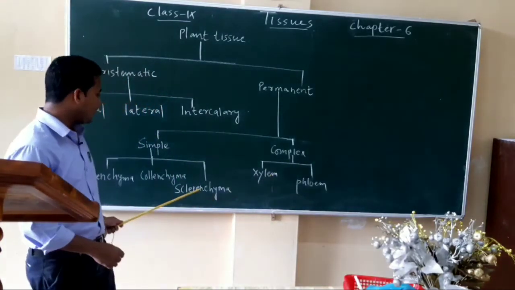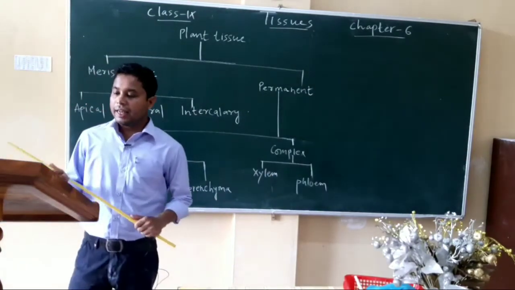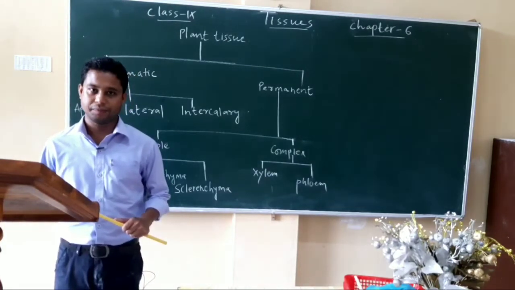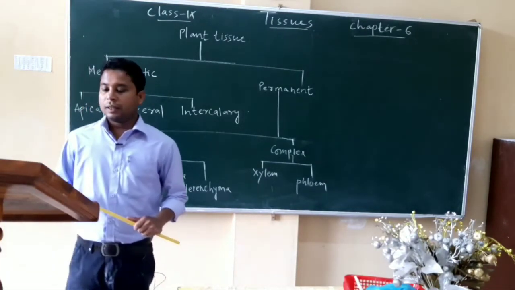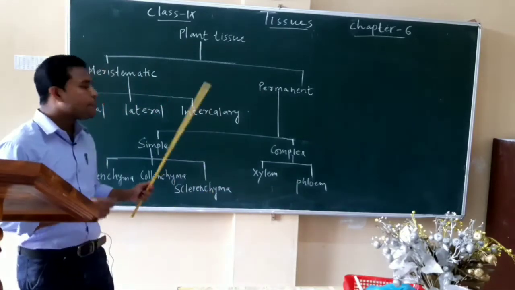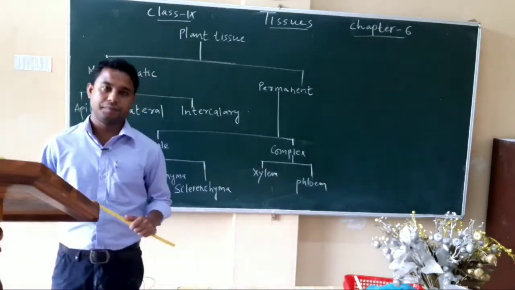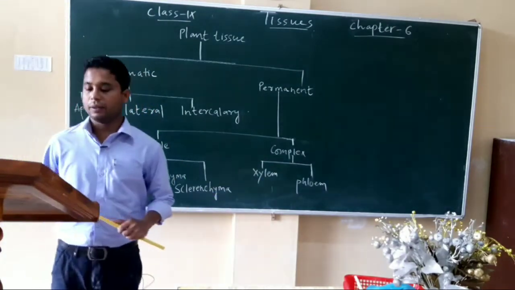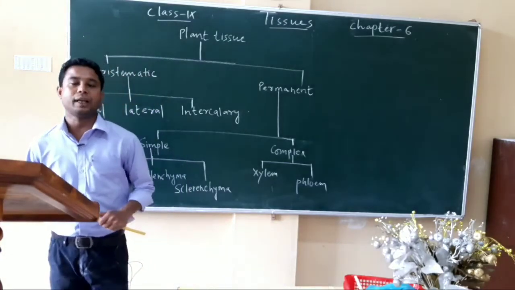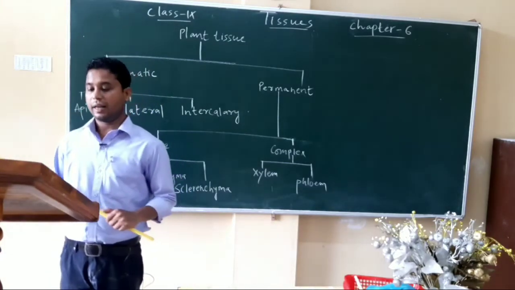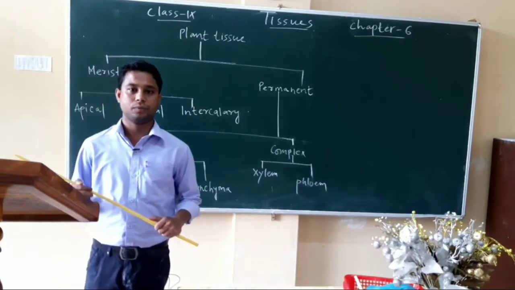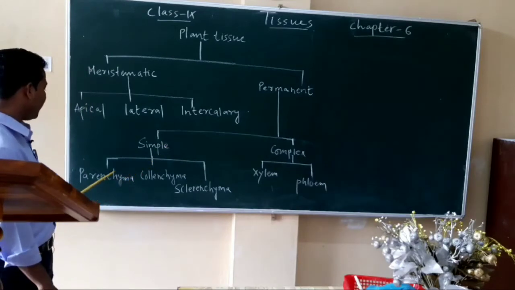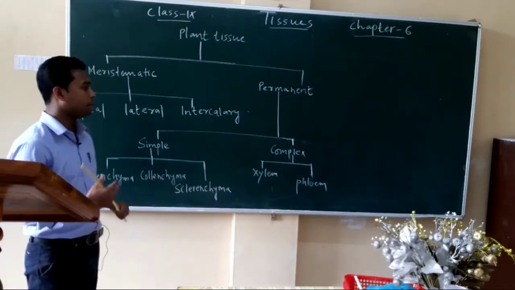And the next is sclerenchyma tissue. It is a tissue which makes the plant hard and stiff. The cells of the sclerenchyma tissue are dead. These tissues are present in stems, roots, and the hard covering of seeds and nuts. So there are three types of simple permanent tissue: parenchyma, collenchyma, and sclerenchyma.